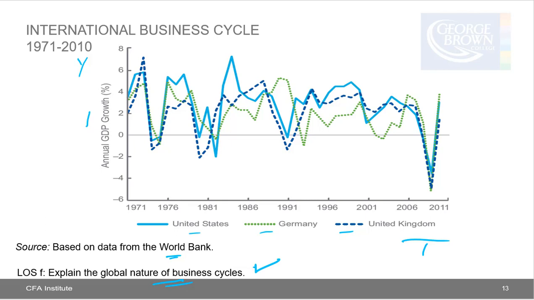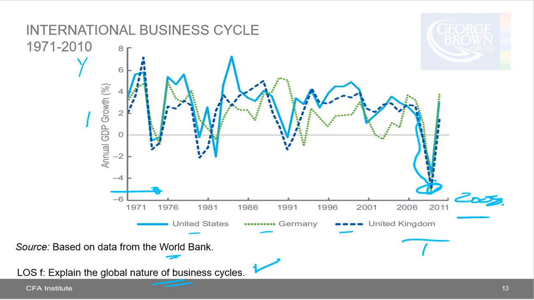Financial panics can spread rapidly throughout the global economy, as the world experienced in the financial crisis that started in 2008, which we can see here. Pretty much all 3 countries were closely aligned in this global crisis, where you can see there was negative GDP growth rate. That's the 2008 global financial crisis, okay?